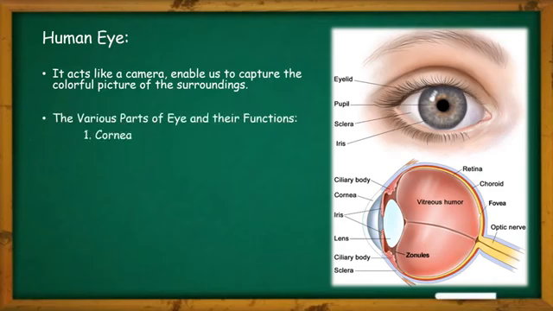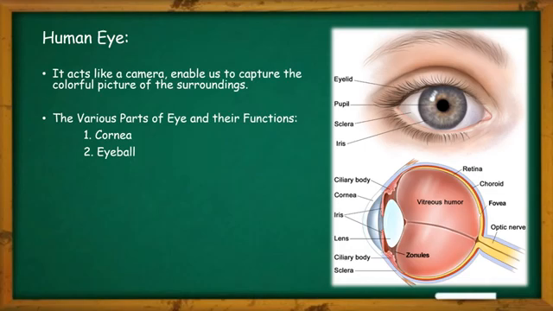The first part of the human eye is called the cornea. It is the outermost part of our human eye, a thin membrane through which light enters into our eye. It forms the transparent bulge on the front of the eyeball. Most of the refraction occurs at the outer surface of this cornea.